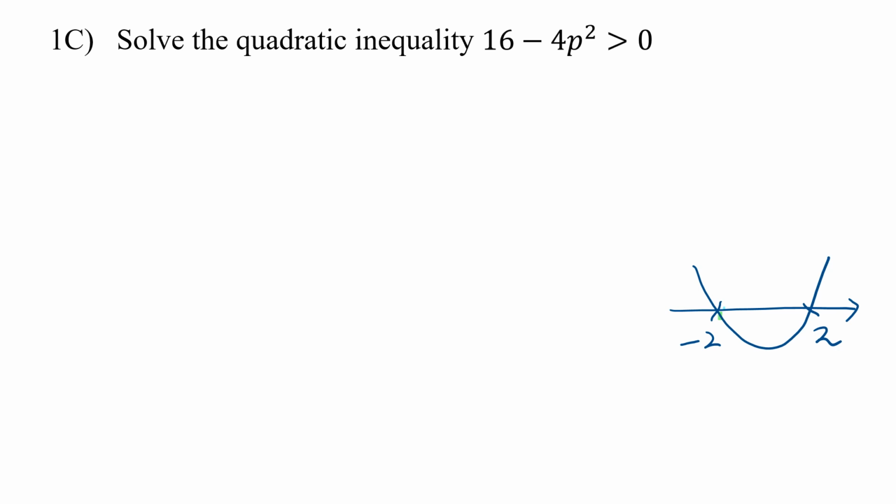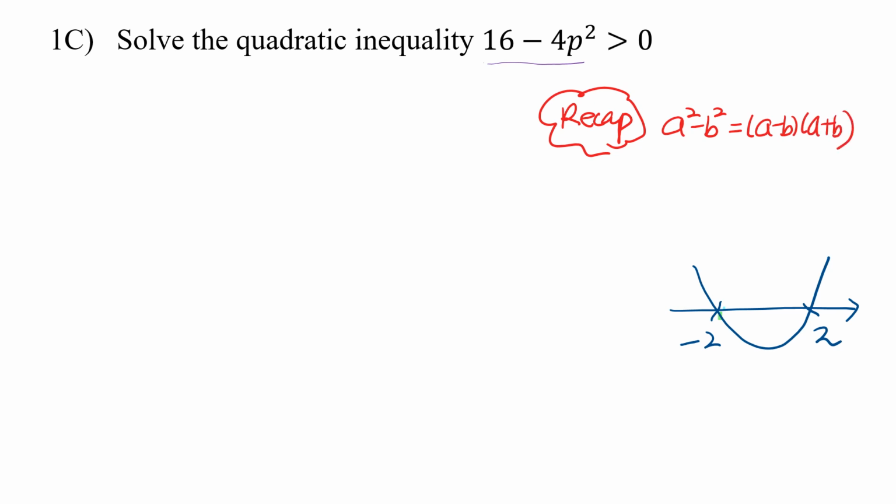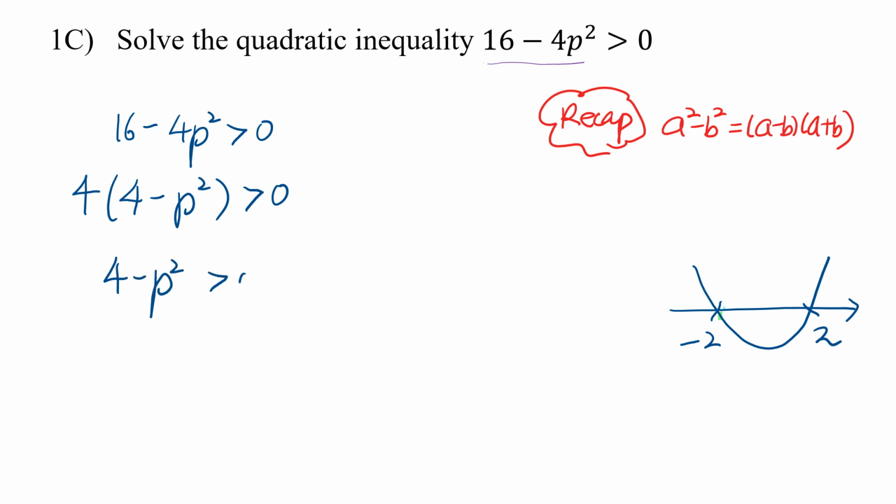So for the next question, if you look at this quadratic inequality, we can actually factorize 4 out because there's a common factor 4 there. Oh yes, and before that, of course, I'm using this algebraic identity, a squared minus b squared, to factorize it. So first thing first is to factorize your 4 out, and then divide by 4 on both sides. Dividing by a positive number will not change the inequality sign.